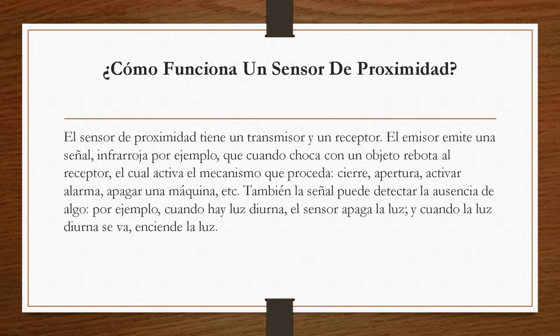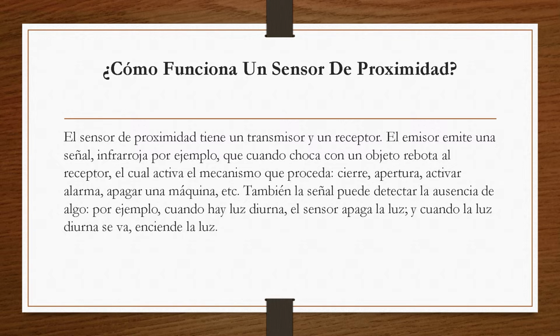How does a proximity sensor work? The proximity sensor has a transmitter and receiver. The emitter emits a signal, infrared for example, that when it hits an object bounces back to the receiver, which activates the appropriate mechanism: closing, opening, activating an alarm, turning off a machine, etc.